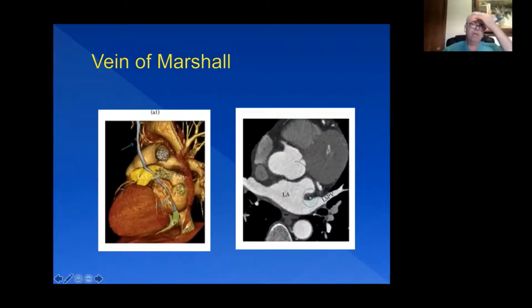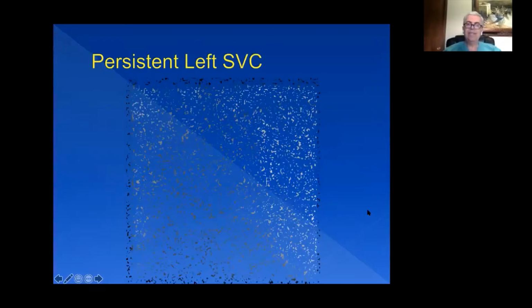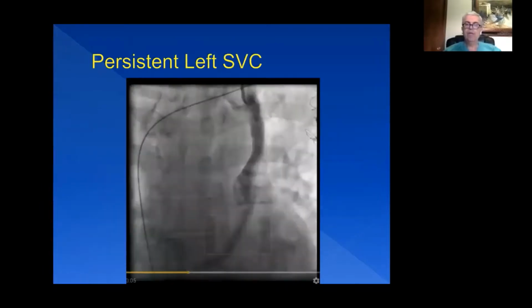So this is a 3D reconstruction with CT angiogram. This is a left lateral view, and this is the coronary sinus here. This is the left superior pulmonary vein, the left inferior pulmonary vein. This is the appendage, and this is the vein of Marshall here. And this dot is between the appendage anteriorly and the left superior pulmonary vein posteriorly. That is in a normal heart without persistent left superior vena cava.